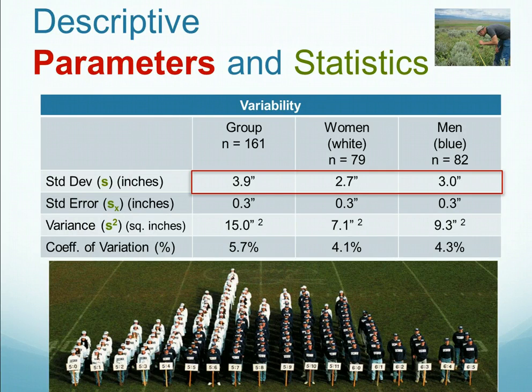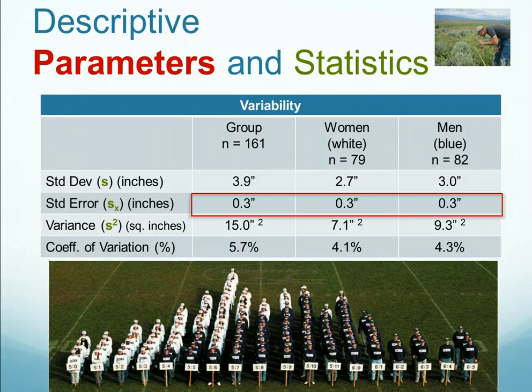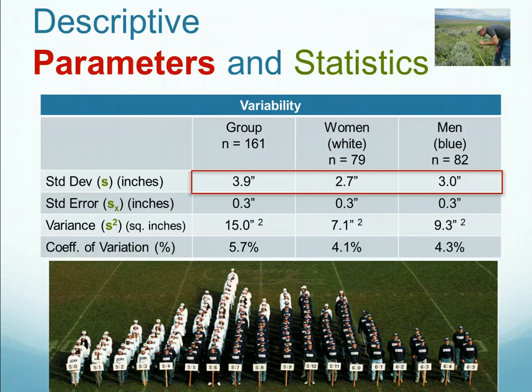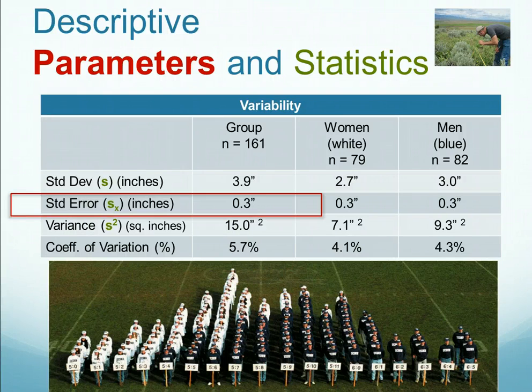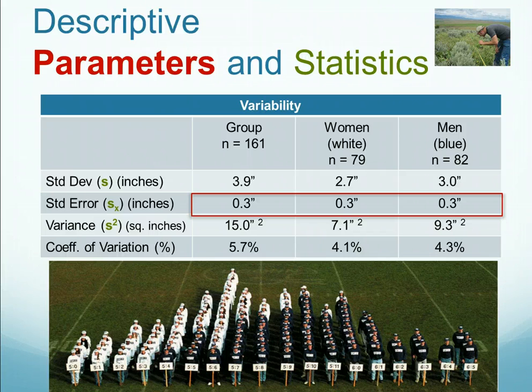The standard deviation is looking at the amount of spread in the values that are observed. The standard error is the spread of the values divided by the square root of n. And even though the standard deviation is different for these different groups, so is the sample size. And so at this level of precision, the standard error is the same for all three groups.